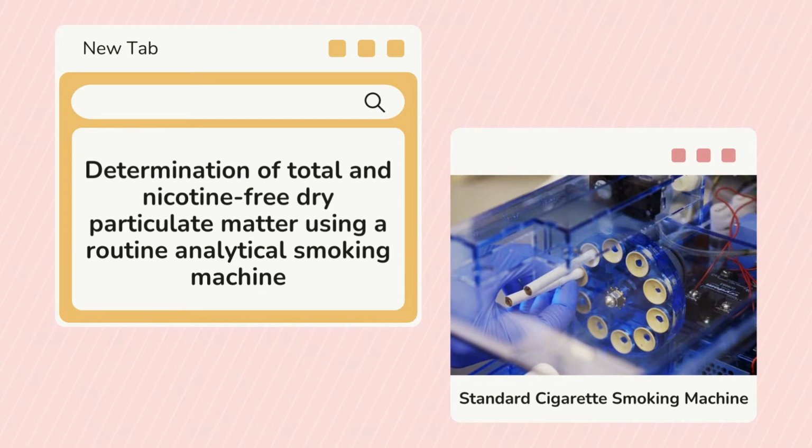The cigarettes are smoked through a standard analytical smoking machine in a conditioned atmosphere wherein the particulate matter is obtained through a glass fiber filter trap. Gravimetric analysis is performed to determine the mass of the particulate matter. The total particulate matter is extracted from the trap to determine the water and nicotine content through gas chromatography.